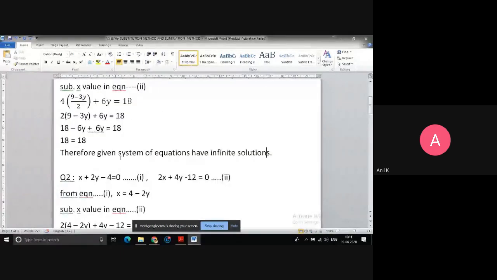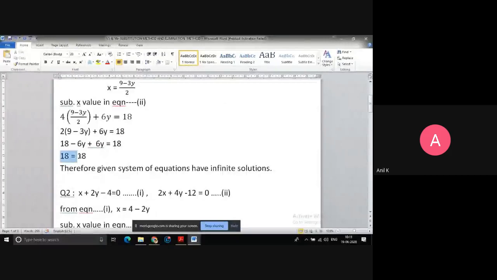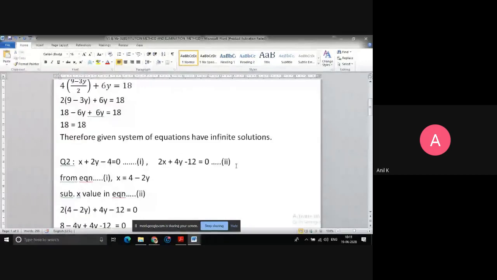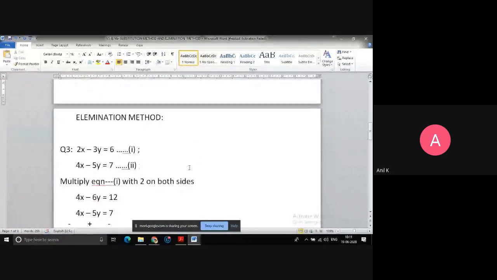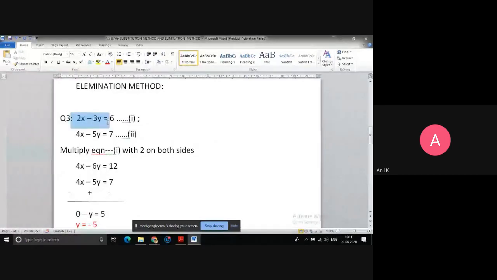So I think this is an example. If you have a unique solution, then you will get the y value here. Once you get the y value, you can substitute it in either equation 1 or equation 2. I hope so. Now even the elimination method is the same. You have to eliminate either x or y. So again, you have to decide whether to eliminate x or to eliminate y. Again, that is your choice.